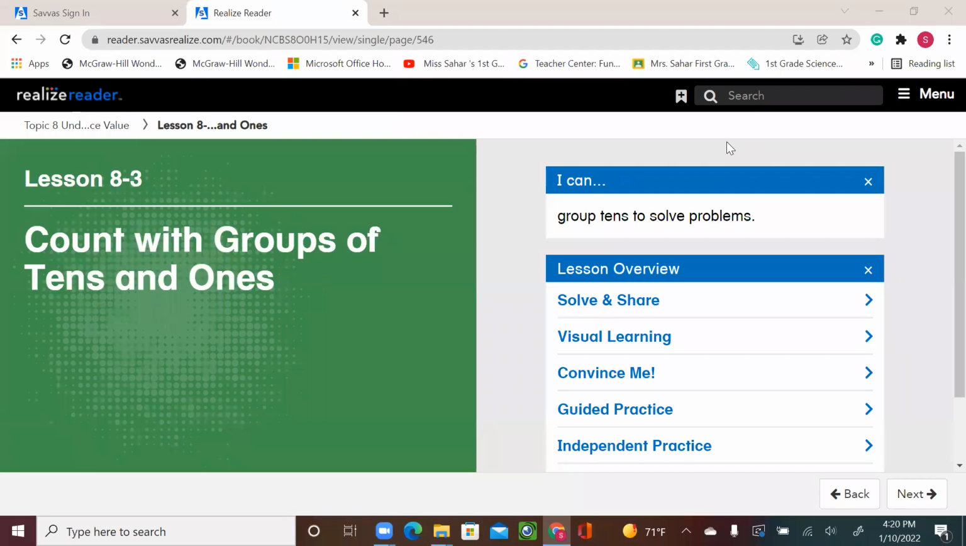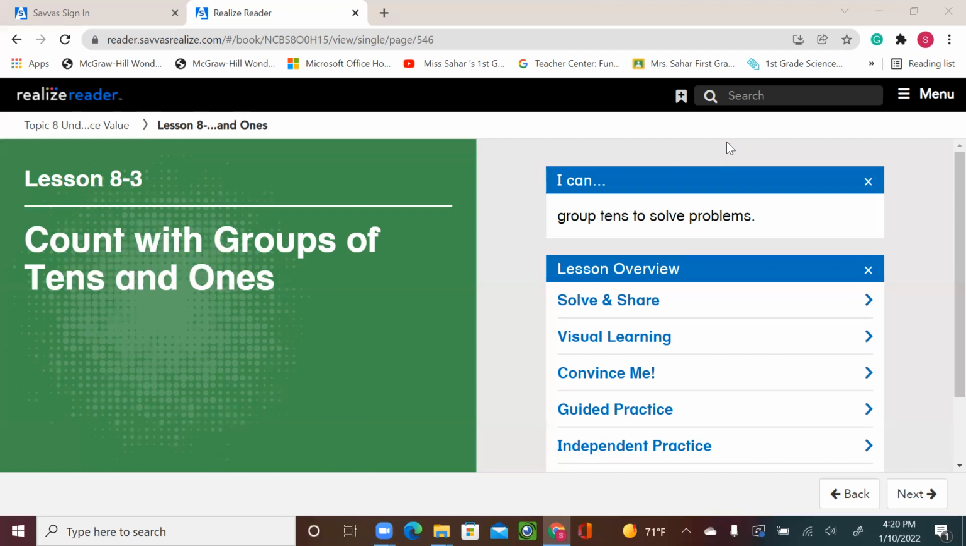Hello, first graders. Welcome to a new math lesson. We're still on topic 8, lesson 3. In the previous lesson, we learned how to break groups of tens and put them in ones. So I know if I have 2 groups of tens, it means I have 20. If I have 5 groups of tens, that means I have 50. And we were only saying that we have the tens and we have 0 ones or 0 leftovers. All the counters we have, we add them and we made groups of tens and nothing was left over.